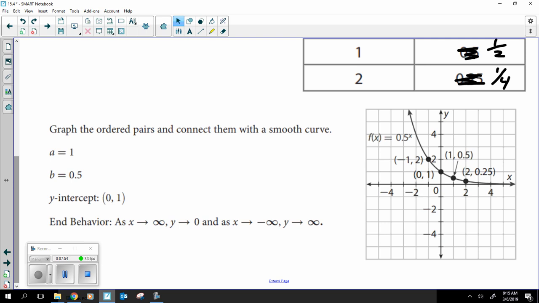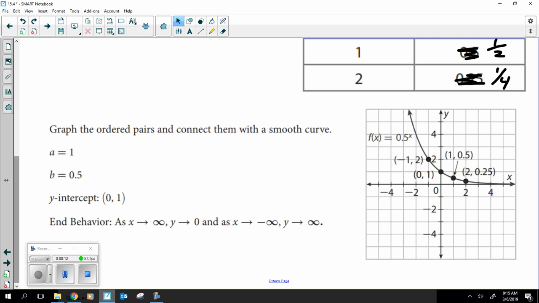All right, and here again, they've given us f of x is equal to 5/10 to the power of x, or 1/2 to the power of x. And our a is 1. Our b is 1/2 or 5/10. And our y-intercept is 0, 1.